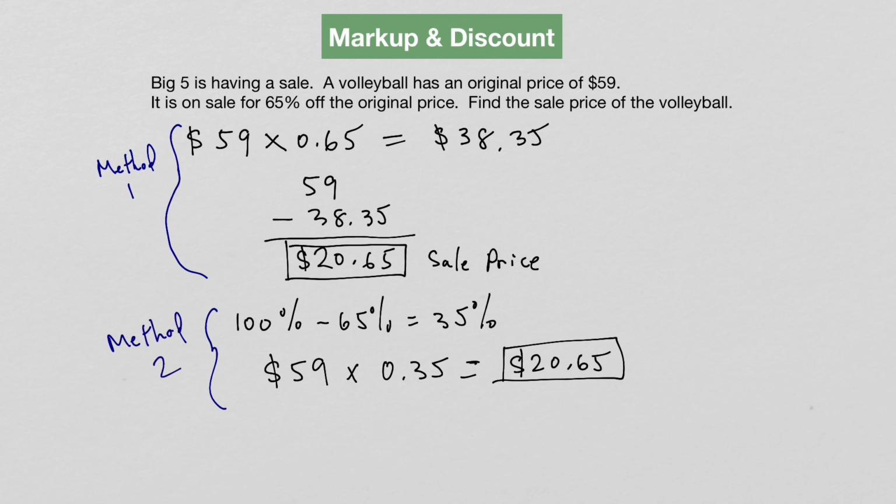Okay, so far we've gone through 2 examples. The first one was a markup, or an increase in price from the cost to a store. And then in this problem, we dealt with a discount or a sale price. That is a decrease in the price of the product. Now we're going to go on to a third example.